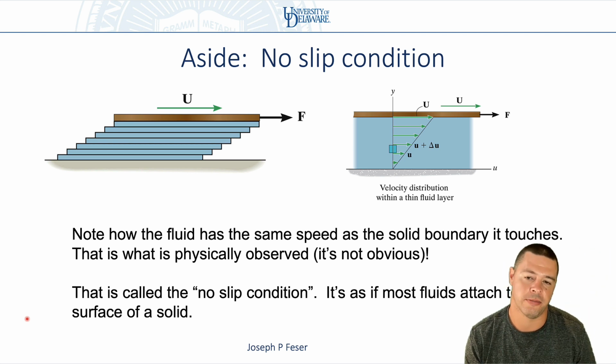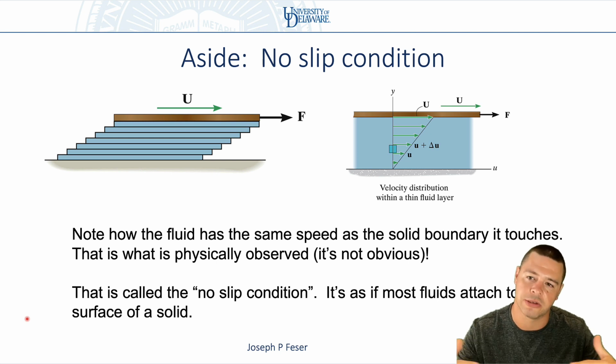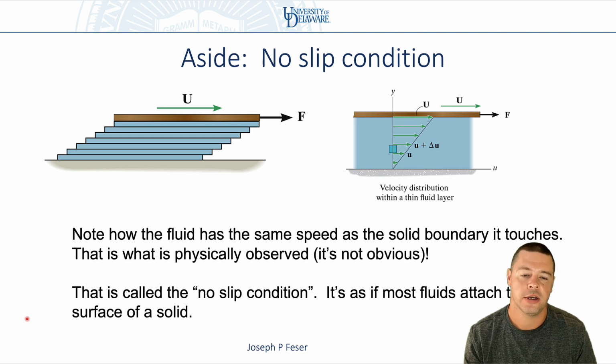And that actually implies that the velocity of the fluid is exactly the same as the solid that it touches. That's actually not at all obvious. In principle, if you didn't know any better, you might think that the fluid could slip past the solid, but in fact, it's observed experimentally that fluids behave as if they're attached to the solid surface beneath.